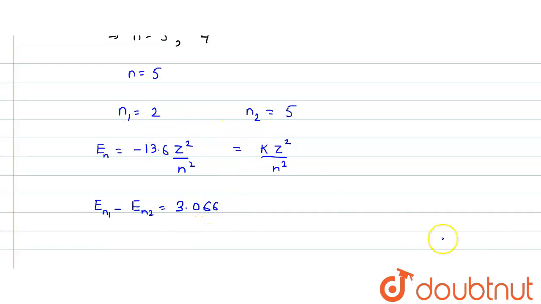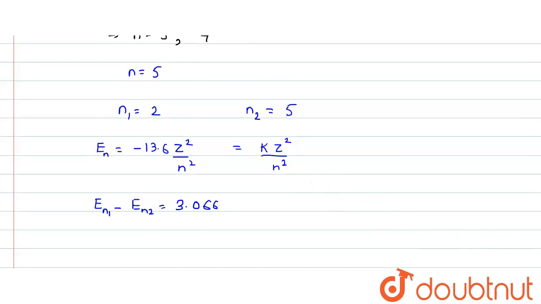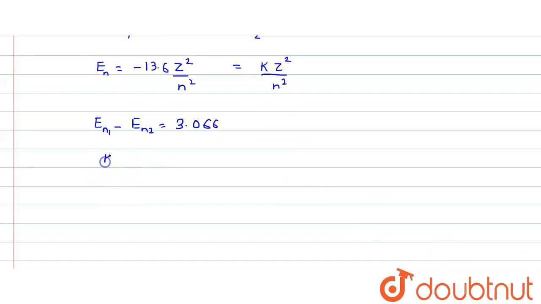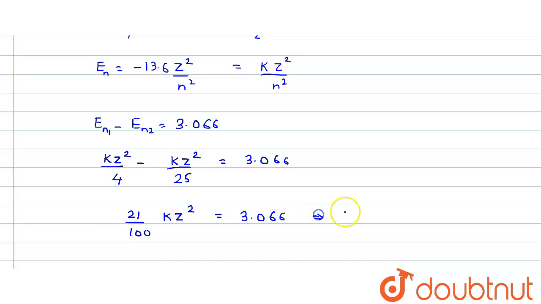So we can put the values of n1 and n2 into our energy expression. So it would be k z square divided by 2 square, which is 4, minus k z square divided by 5 square, which is 25. This would be equal to 3.066. So if we take the LCM and solve this, it would turn out to be 21 divided by 100 k z square. So this value would be 3.066. So we can say that our k z square value would be equal to 14.6. Okay, this is the value.